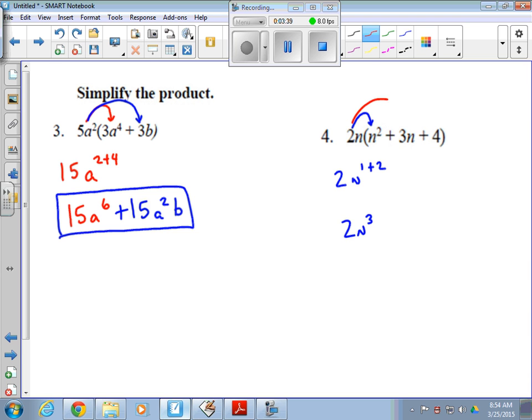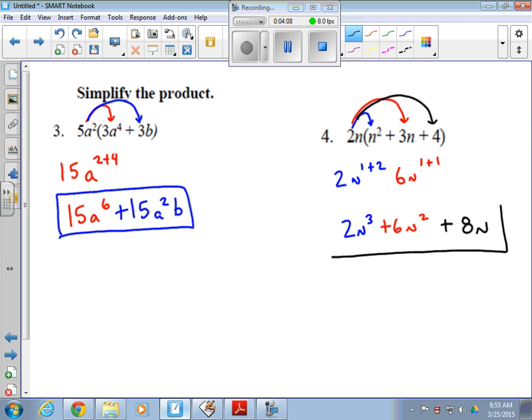Multiply 2n times the middle term. 2n times 3n is again 2 times 3, which is 6. N to the 1 plus 1, which is positive 6n squared. And also multiply 2n times the last term, 4. 2n times 4 is plus 8n. And again, one of them is n to the third, then n squared, and then n to the first power, so you cannot combine them. That's a simplified version.